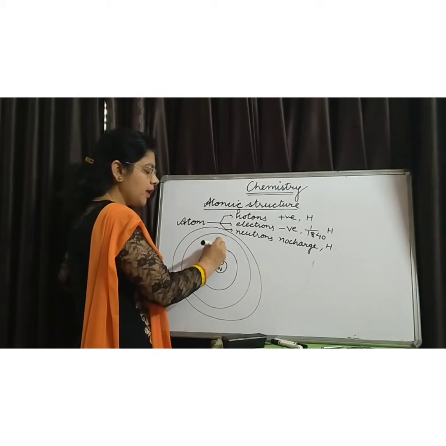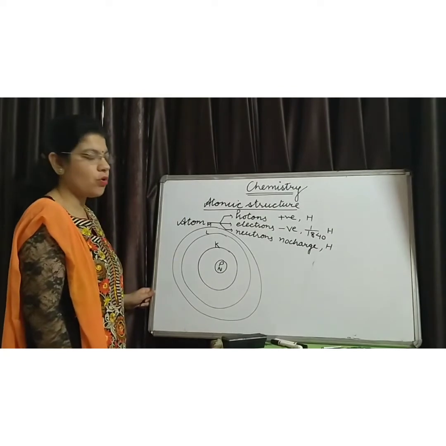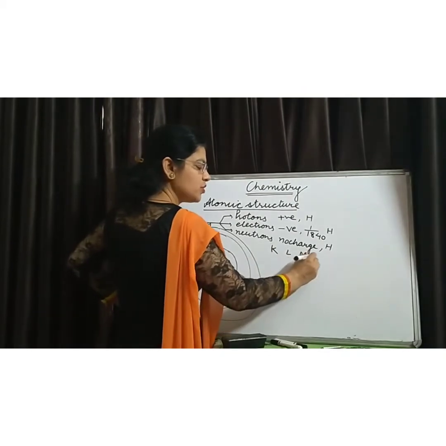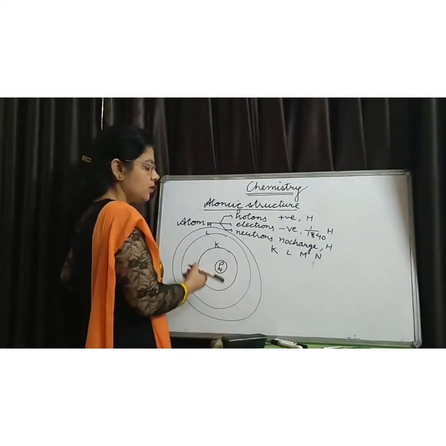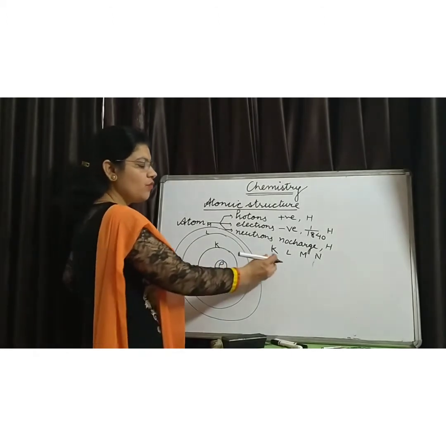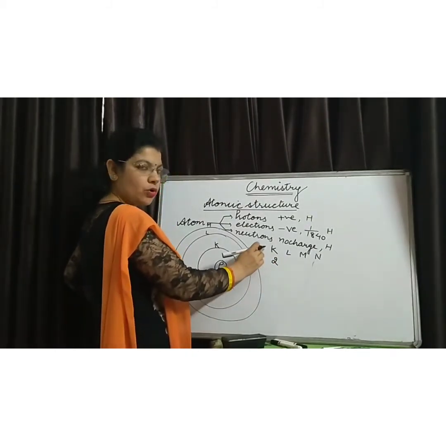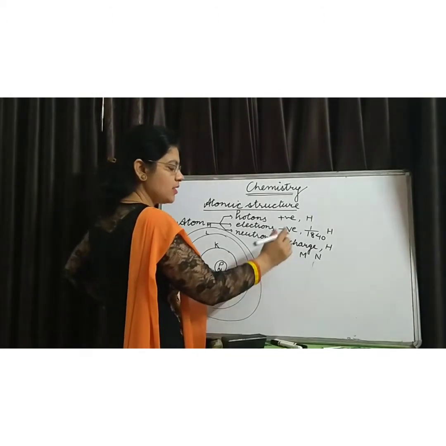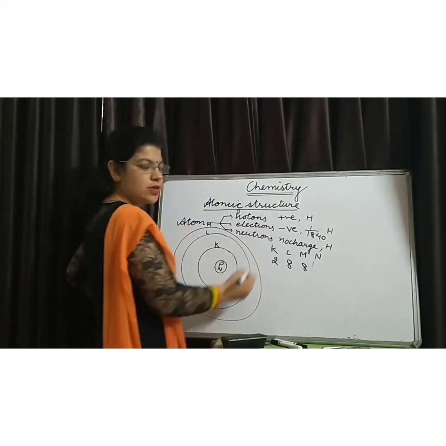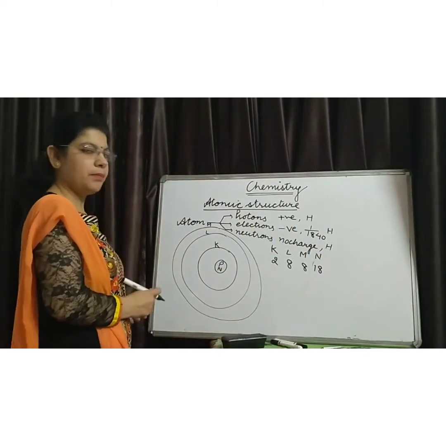They are named K shell, L shell, M shell according to Bohr's model of the atom. In K shell, L shell, M shell, N shell and so on, the capacity for electrons is different. For example, in K shell only 2 electrons can be occupied. In L shell, 8 electrons. In M shell, also 8 electrons can be present. And in N shell, 18 electrons can be present.